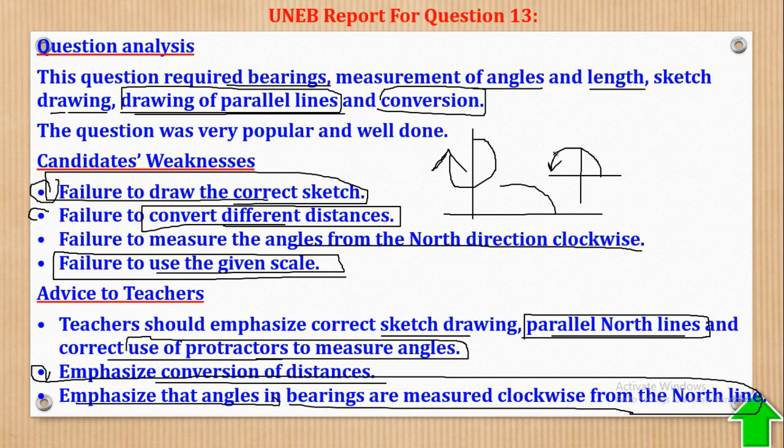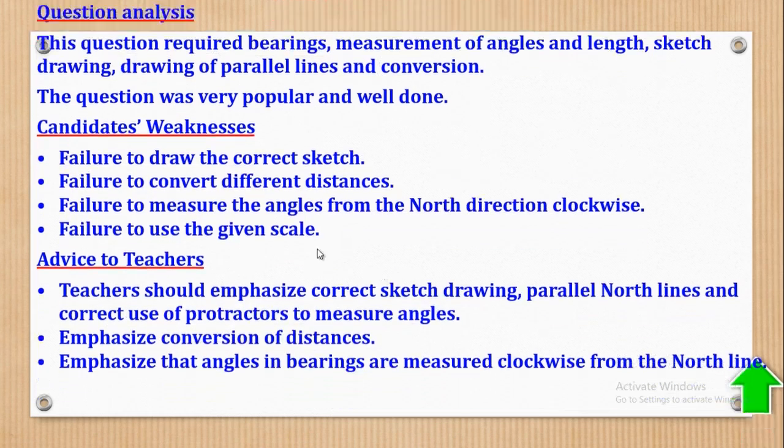Other angles are measured in, for example, angles in quadrants are measured starting from the horizontal going anti-clockwise, but in bearing, angles are measured starting from the north line and going in the clockwise direction. So always, never forget that.